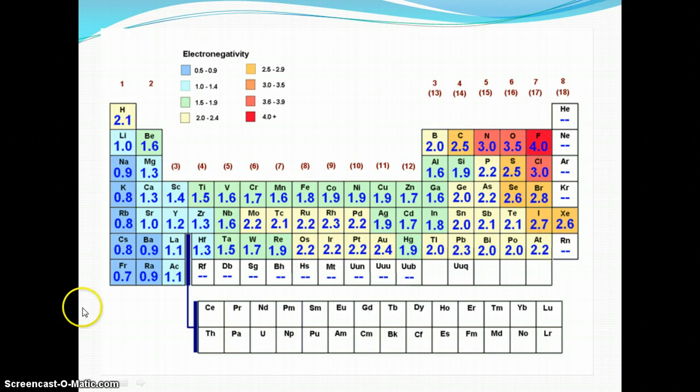So again, you're going to use this chart for your examples that we'll see in a second, and if you need help, then please raise your hand and ask Mr. T.